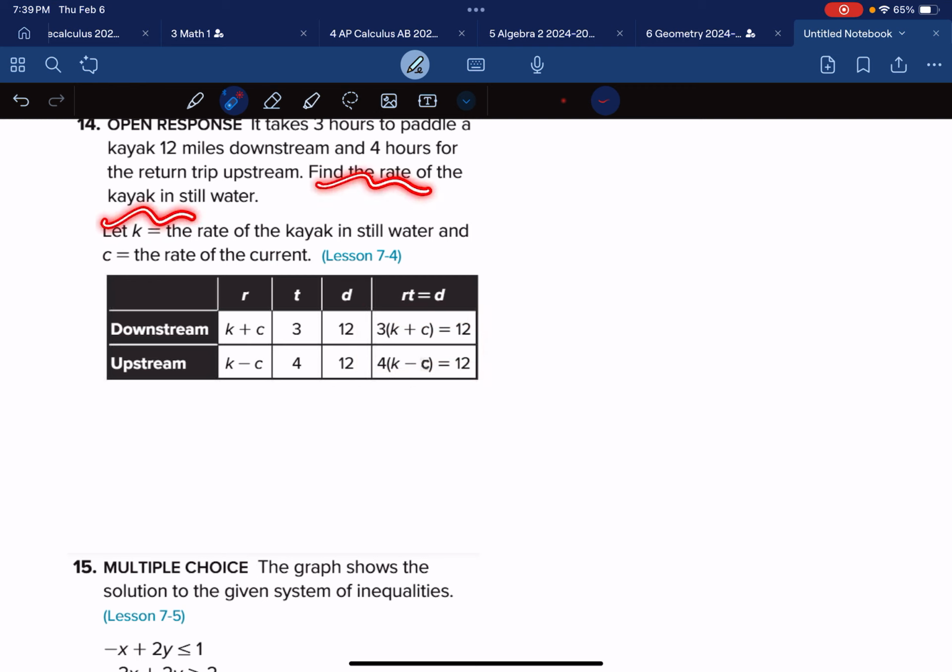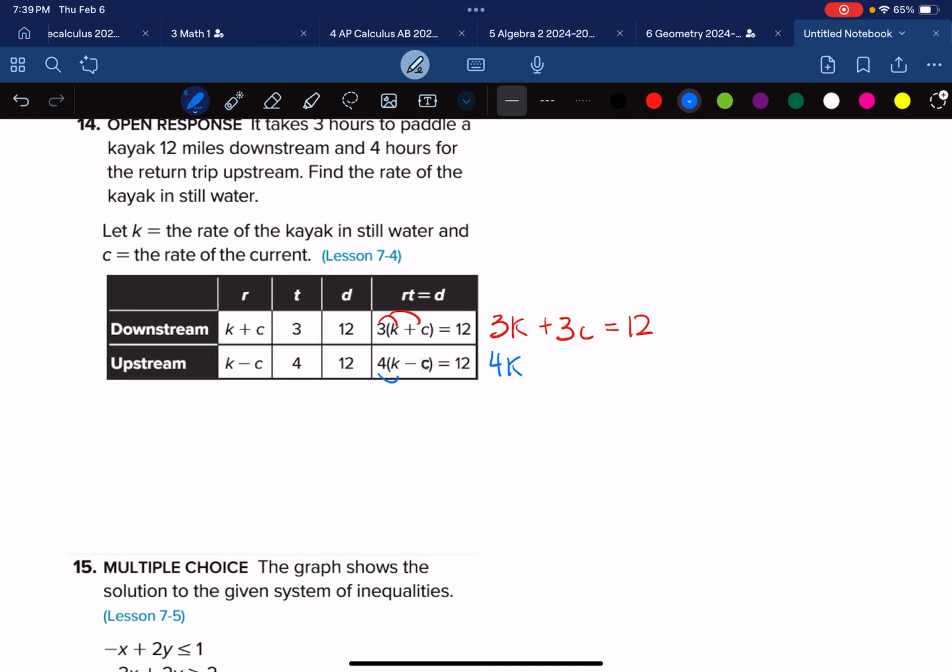Find the rate of the kayak in the still water. So we're just solving for k in this case. So I'm going to rewrite this equation and distribute the 3 into both of these. So 3 times k is 3k, 3 times c is 3c, and that's equal to 12. And I'm going to distribute the 4 into the k, so it's going to be 4k, and 4 times negative c is a negative 4c, and that's going to be equal to 12 as well.